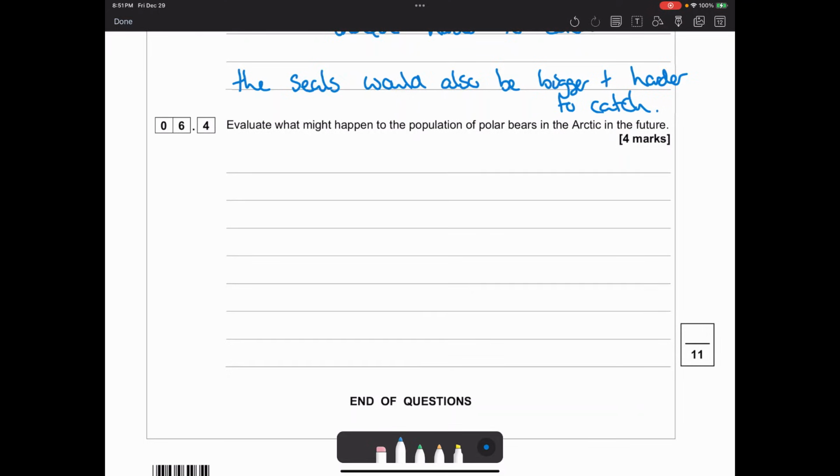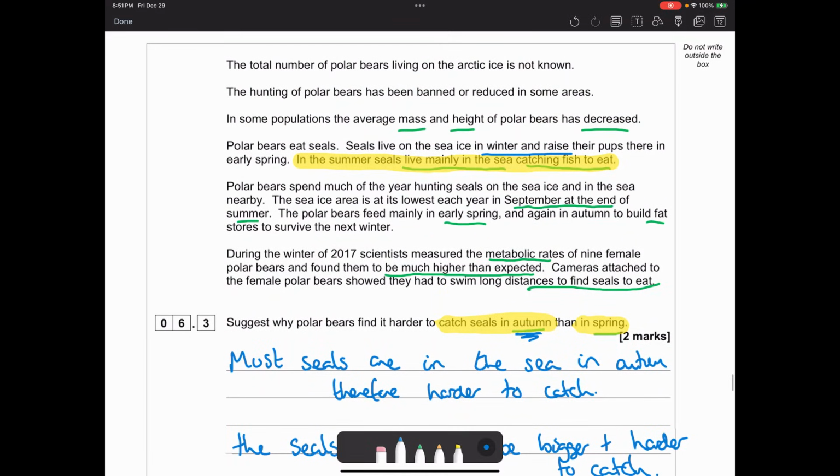Okay, question 6.4 then, last question on this paper. Evaluate what might happen to the population of polar bears in the Arctic in the future. So what do we think or know what's going to happen to them? Well, I think the logical thing is that you've been told the mass and height of them are decreasing. So why might that be happening? Well, we know that there's much less sea ice because polar ice caps are melting. And therefore, what does that mean? In terms of seals, the seals would then have less ice to live on, and therefore polar bears would find it much harder to hunt the seals.